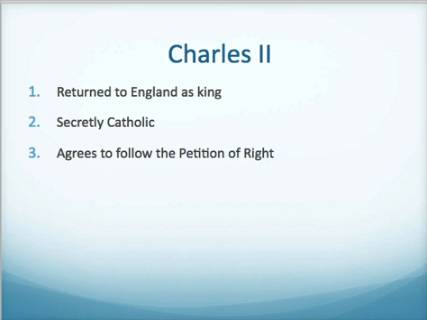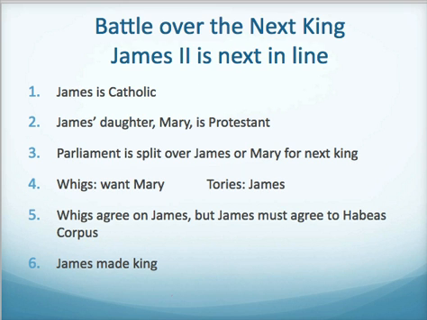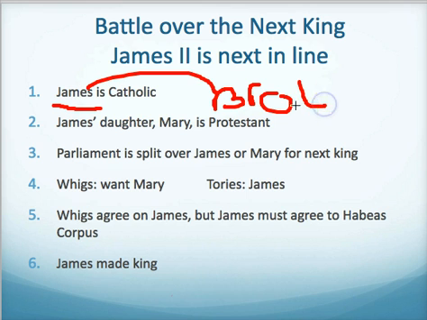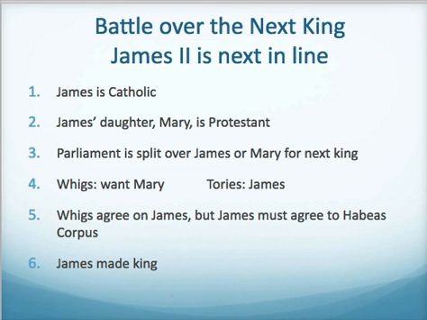The only problem is, remember, the Merry Monarch. He's merry, all right, but he doesn't produce an heir. The next in line is James. Now, a couple things. James is Charles's brother. He is the brother of Charles II. So he is next in line since Charles has no children. So James is openly Catholic, which the English do not want.